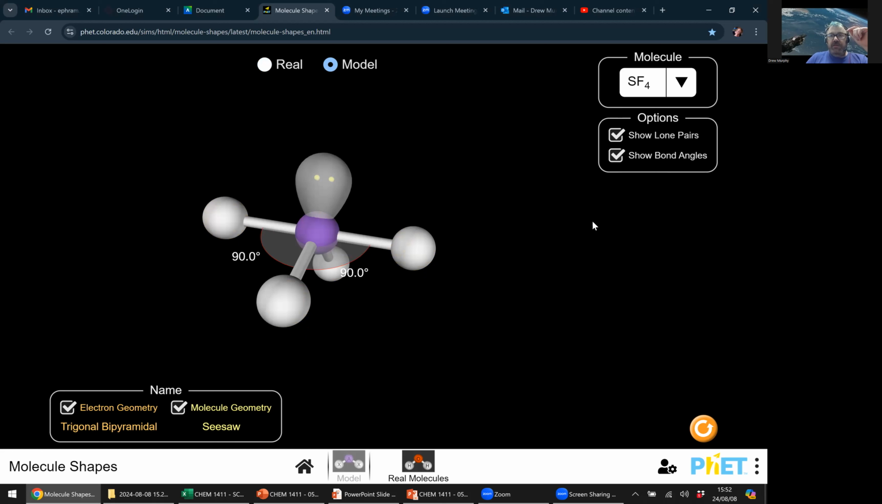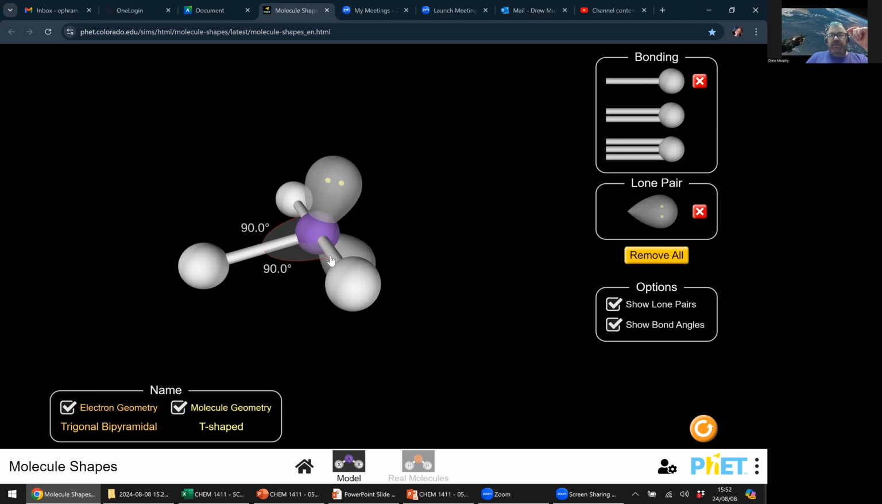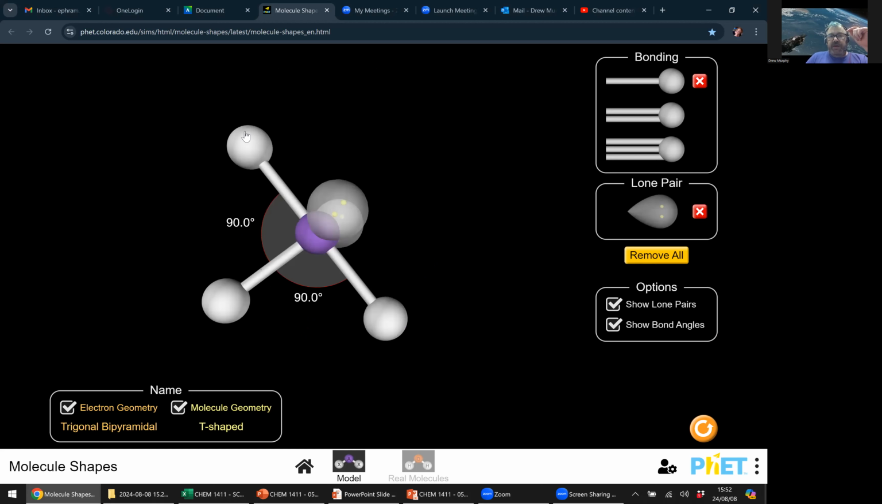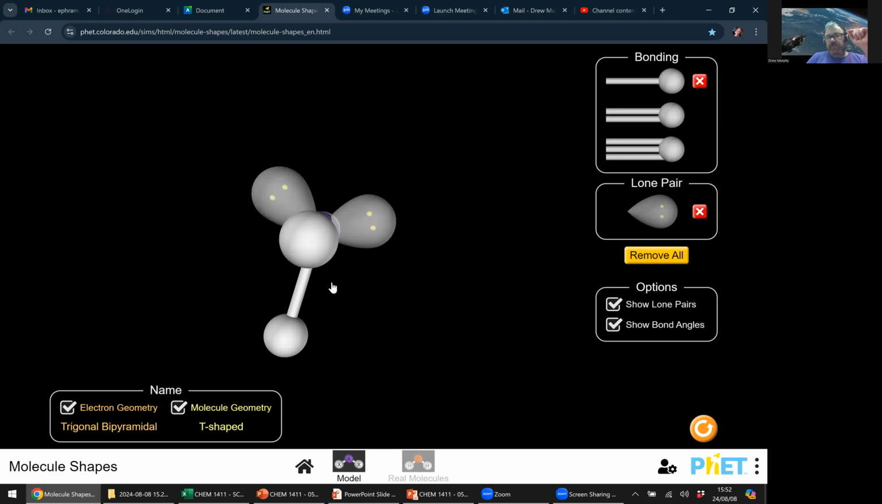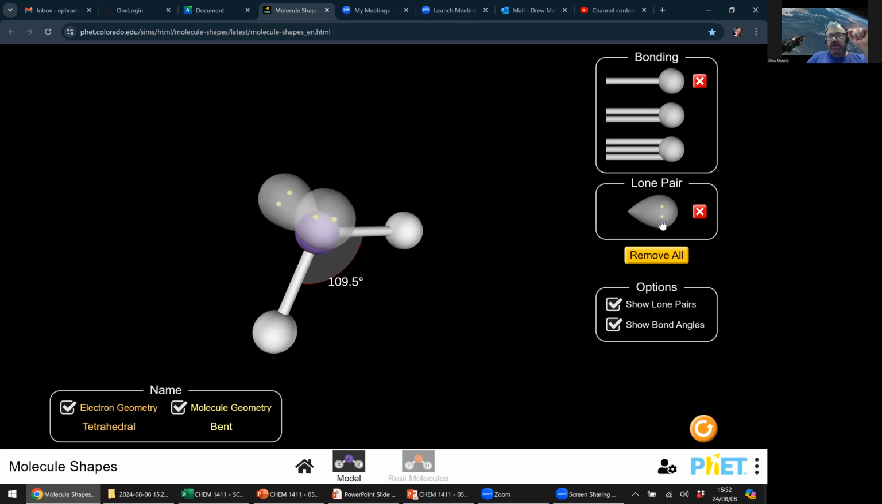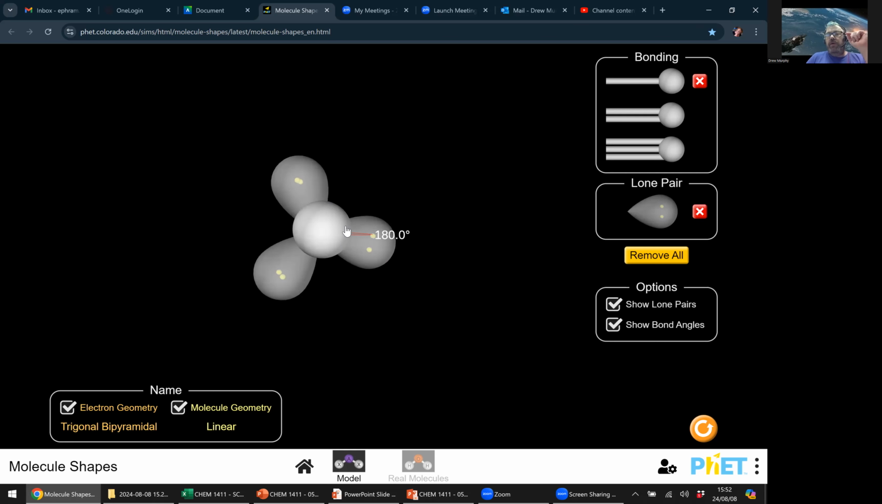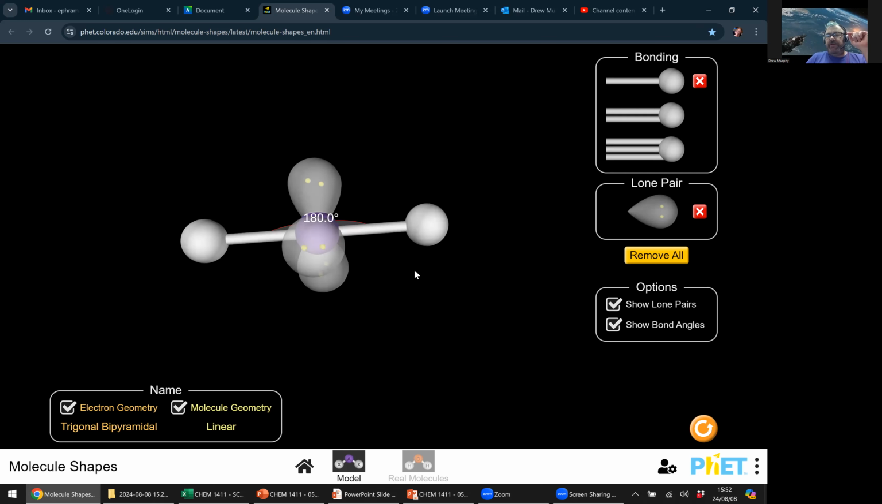So BrF3 has 3 atoms and 2 lone pairs. Those angles are 90 degrees. The 2 lone pairs are part of the equatorial plane, and this is T-shaped. If we take out one of the atoms and replace it with a lone pair, now we're linear. The trigonal planar triangle in the center is now all lone pairs, and the 2 atoms attached are 180 degrees from each other. Okay, let's go back to this.